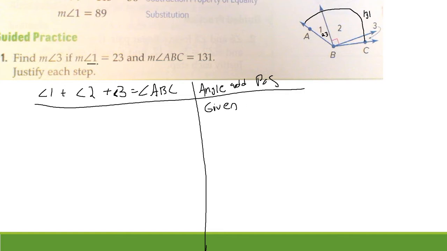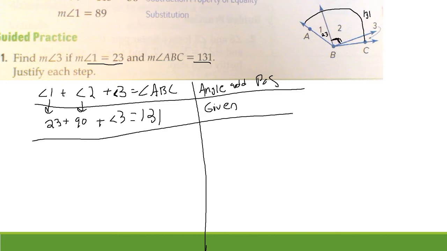So they say that angle 1 is 23 degrees. So I'm going to take this angle 1, put in a 23. They don't tell me what angle 2 is, but over here I see that there's a little right angle box. There's a right angle box there. So I know that angle 2 has to be 90. Angle 3 I don't know, so I'm just going to call that angle 3 is equal to, and they say ABC is 131, so I'll put 131 there.